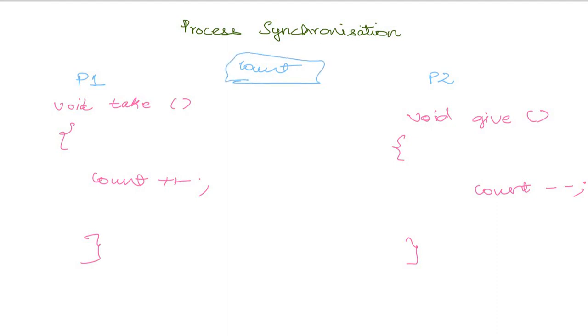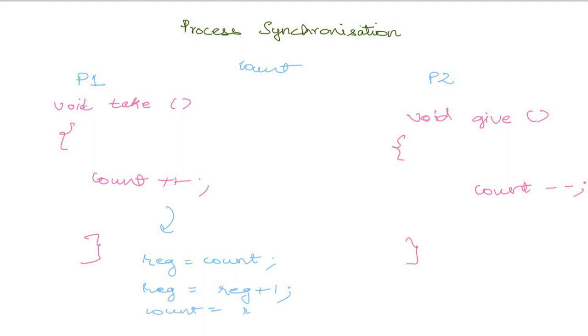Now let's discuss this. Inside the process, this doesn't run simply like this. What happens is that another variable is created. It happens like this: reg is equal to count, reg is equal to reg plus 1, and count is equal to reg. Similarly here, reg is equal to count, reg is equal to reg minus 1, and then again count is equal to reg.